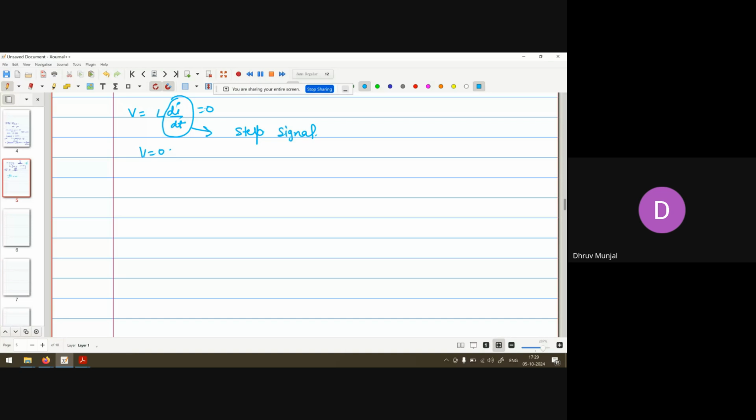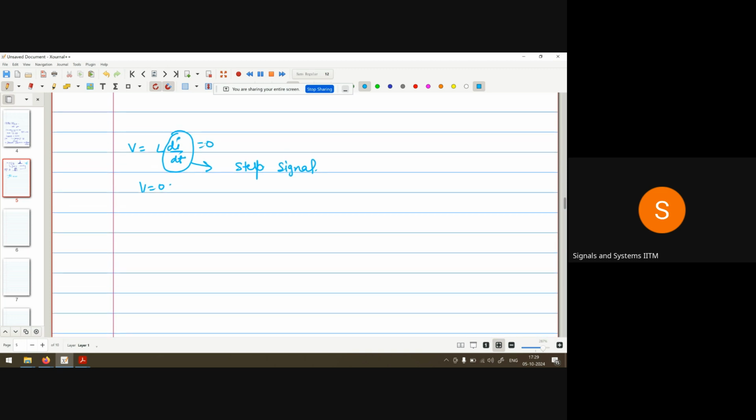Sir, I didn't get this point that the integration of ramp is a step signal. The integration of ramp is a step signal, we already discussed. No?